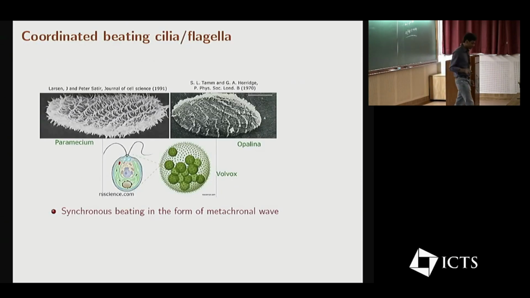Cilia and flagella exist on the surface of cells. For example, here are a few examples. Cilia are micron-sized filaments that beat continuously, and here you have Paramecium, Opalina, and Volvox. They don't just beat; they beat synchronously. Here you see the synchronous beating of cilia, and this kind of beating helps efficient movement in the fluid or creates efficient flow.